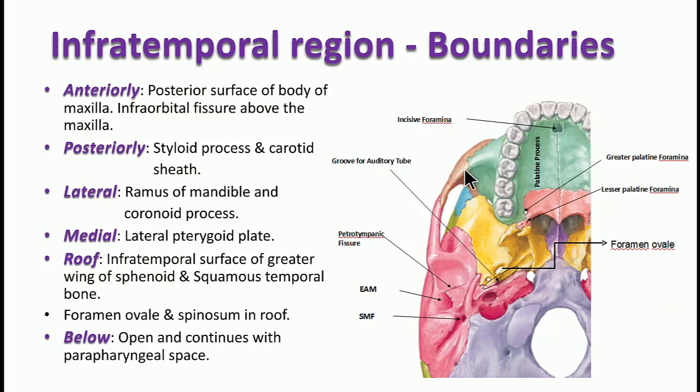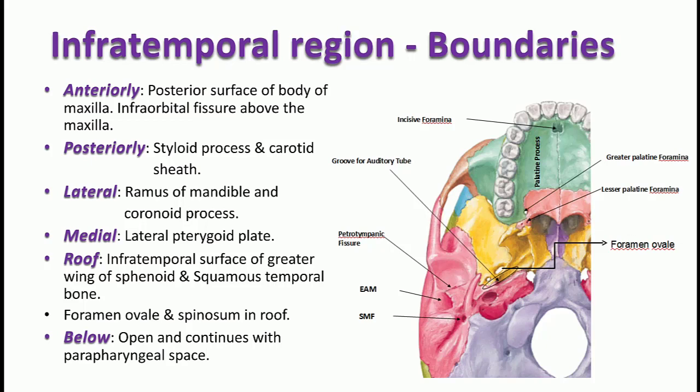That is the inferior border of the zygomatic arch you are seeing. The zygomatic arch is mainly formed by the temporal process of the zygomatic bone and the zygomatic process of the temporal bone. So both the bones actually contribute to the formation of the zygomatic arch. This is the temporal process of the zygomatic bone. This is the zygomatic process of the temporal bone.